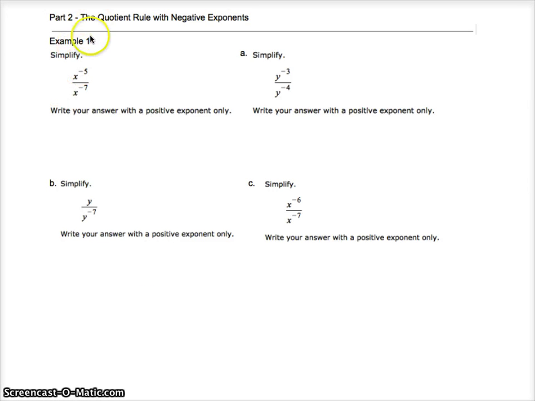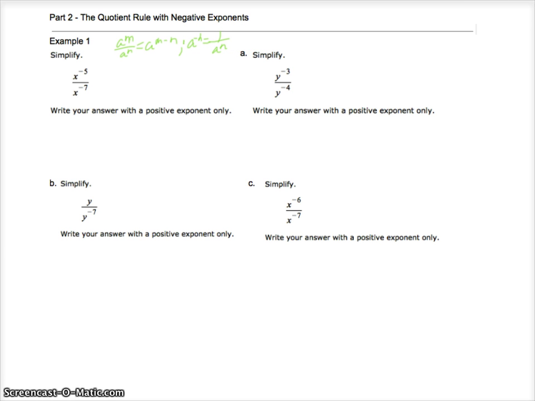Alright, welcome to part 2 of the quotient rule with negative exponents. And for part 2, we're going to actually look at simplifying the negative exponents. So remember that the quotient rule says for any a to the m over a to the n equals a to the m minus n, and that any a to the negative n equals 1 over a to the n, and vice versa.